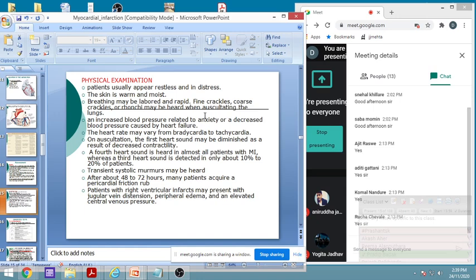A transient systolic murmur can be heard after 48 to 72 hours. Many patients acquire a pericardial friction rub, that is, they can sense that something is getting friction, or rubbed. Patients with a right ventricular infarct may present with jugular vein distension, peripheral edema, and elevated central venous pressure.